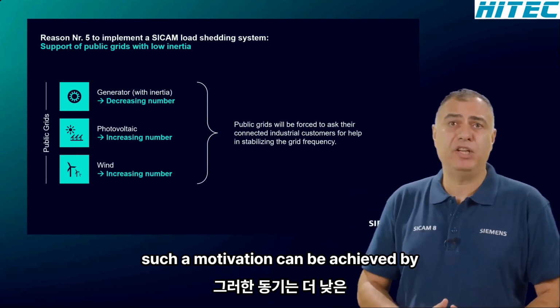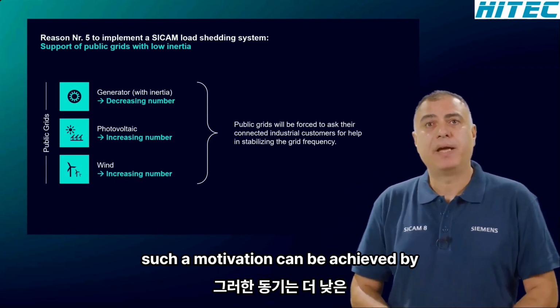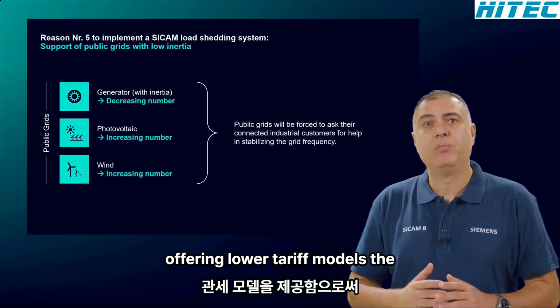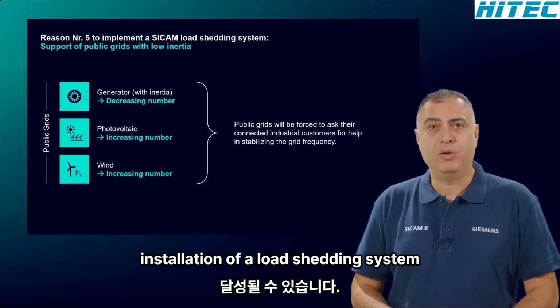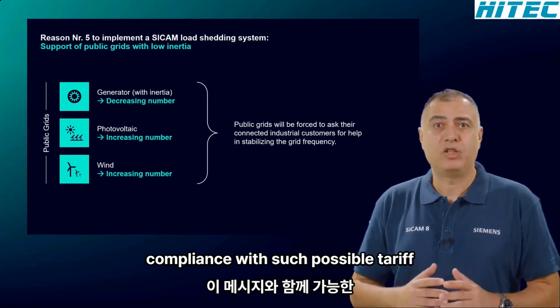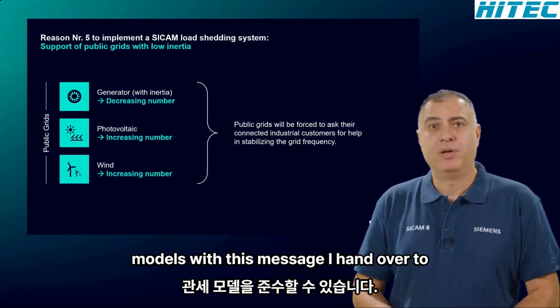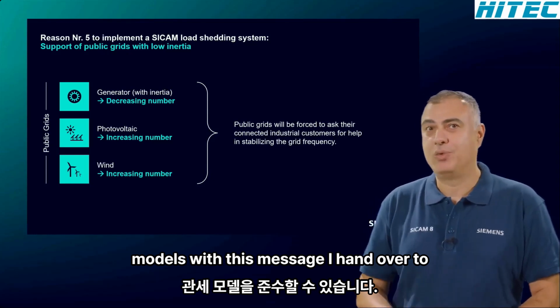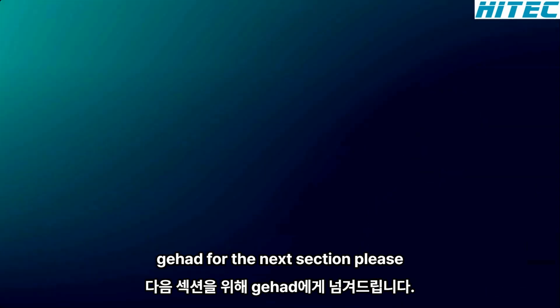Such a motivation can be achieved by offering lower tariff models. The installation of a load shedding system in the industrial plant enables compliance with such possible tariff models. With this message, I hand over to Gerhard for the next section. Please, Gerhard.